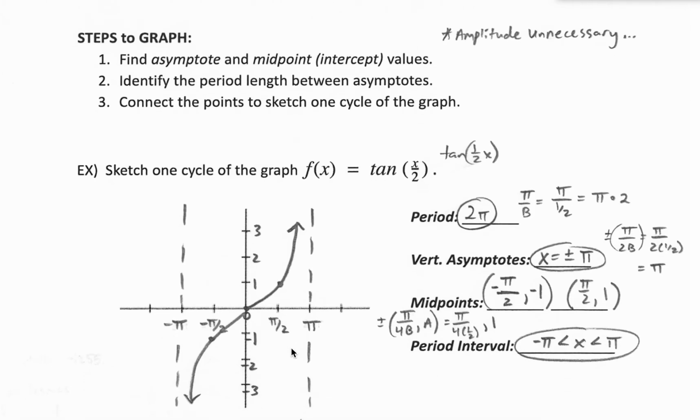So let's do a couple examples. Again, the asymptotes are one of the most important things. We got to identify where those asymptotes are. We can use those midpoint values if you want to remind yourself about the behavior of the graph. We can talk about the period length and make sure that it matches what it should be.